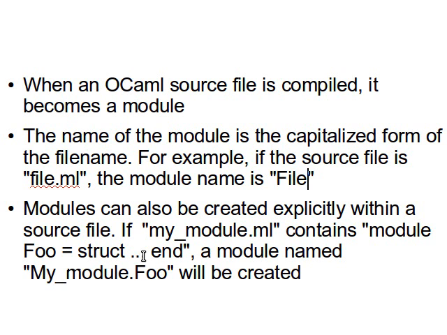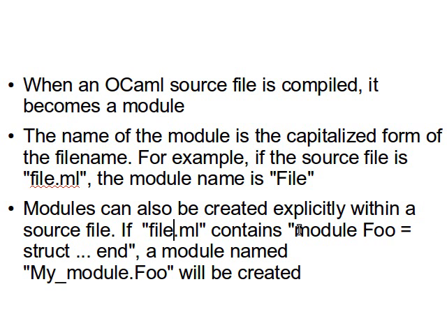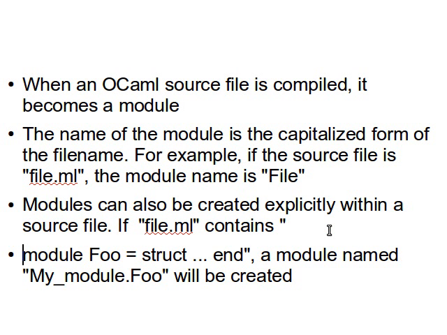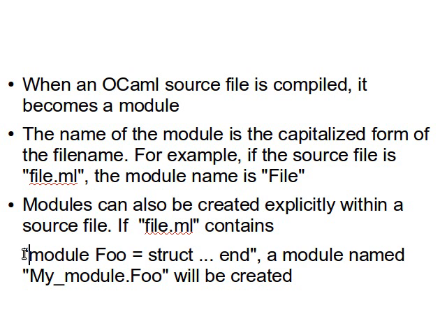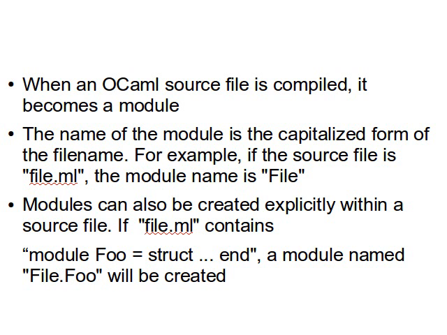Now, modules can also be created explicitly within a source file. So inside our source file, we can actually create modules. If we, for example, have mymodule.ml as my source file, let me change it to file.ml, and then inside it, we may say module Foo equals struct until end. So we create a new module inside file.ml. I'll show you how to do that in a minute. Then a module, which is now File.Foo, will be created. So if I have file.ml and I create a module inside that source file, then a module will be created and named File.Foo.